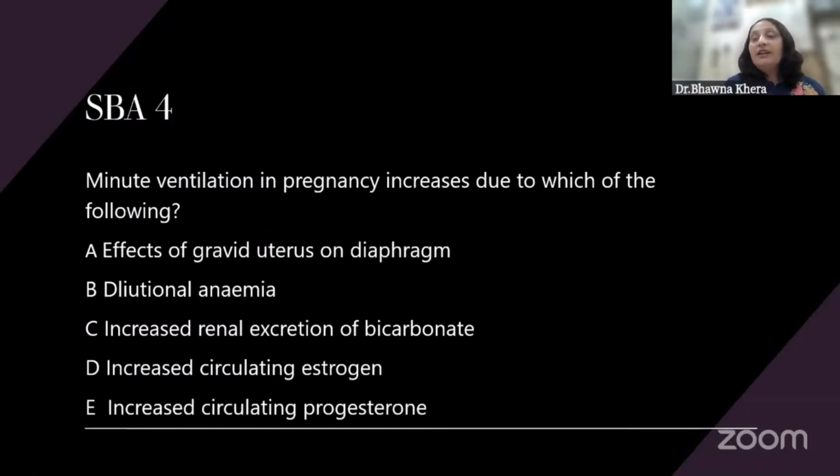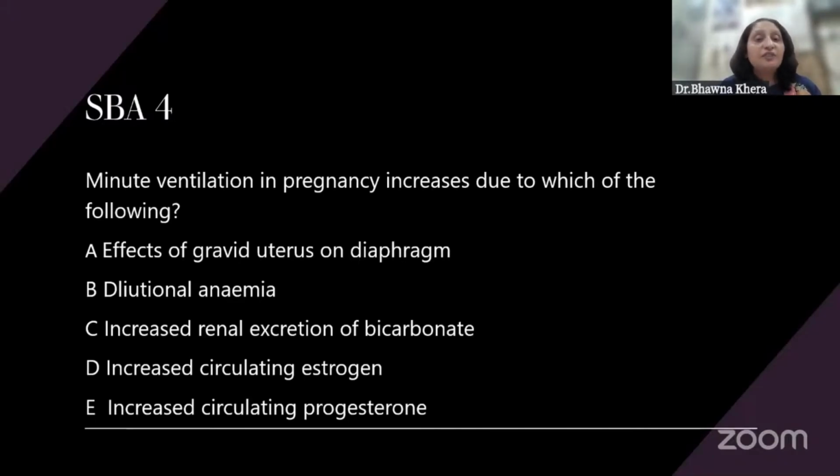Minute ventilation in pregnancy increases due to which of the following? We do have changes in the respiratory system as well. So what acts on the respiratory system to increase the minute ventilation? What are the factors responsible here?